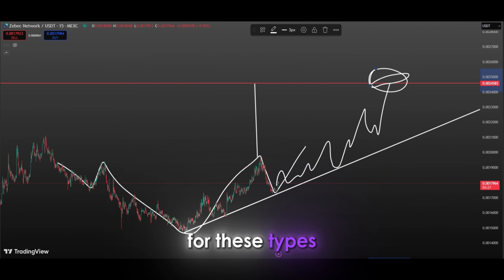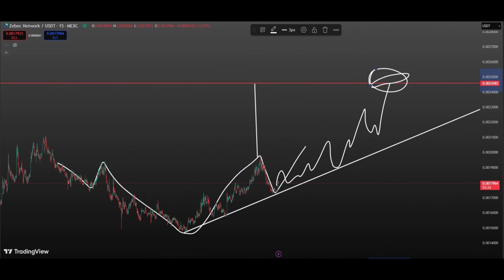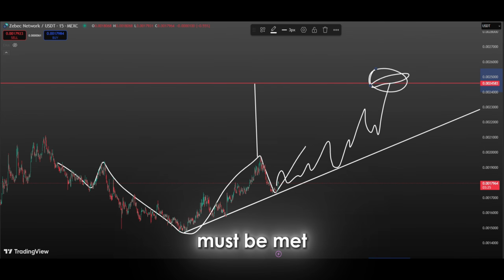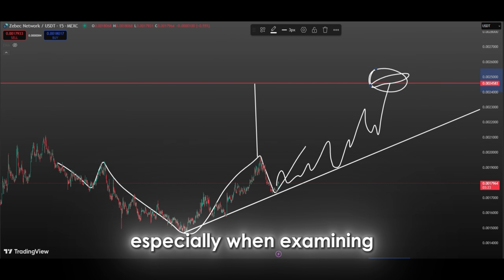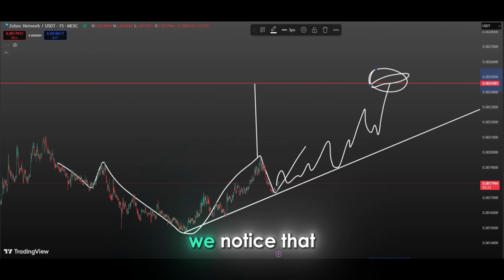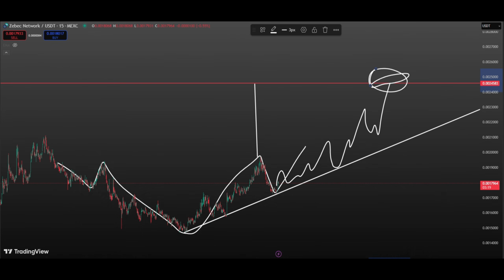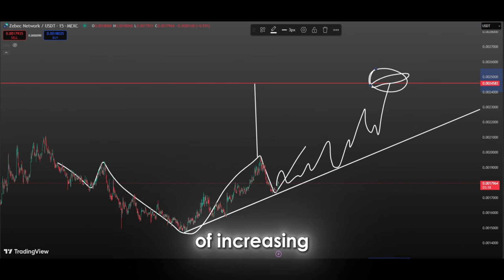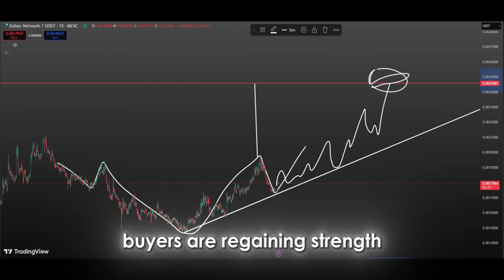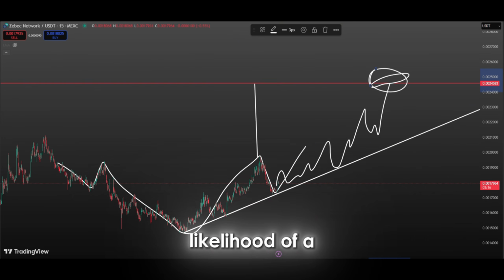For these types of patterns to function effectively, certain technical criteria must be met, and the current price structure meets most of them. Especially when examining volume behavior, we notice that the head section was formed with lower volume during a steep decline, but as we approach the right shoulder, volume shows signs of increasing. This suggests that buyers are regaining strength and that the likelihood of a breakout to higher levels is increasing.